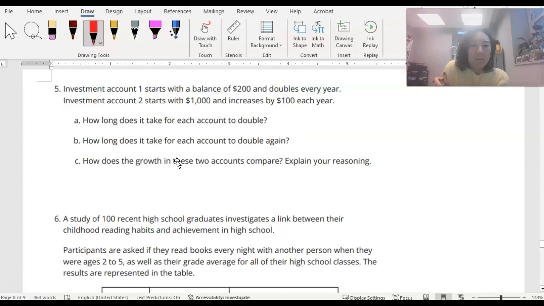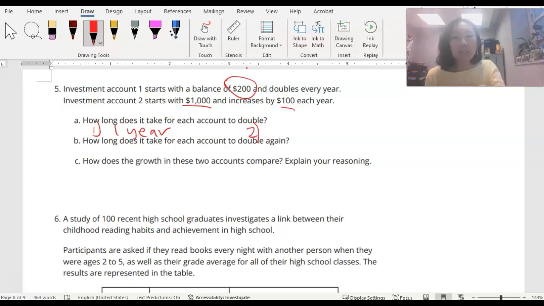Number 5 says investment account 1 starts with a balance of 200 and doubles every year. Investment account 2 starts with 1,000 and increases by 100 each year. How long does it take for each account to double? So in investment account 1, it takes 1 year. Investment account 2, in order for it to double, we would need to get to 2,000, right? In order for it to get to 2,000, we're going to take 10 more years, right?